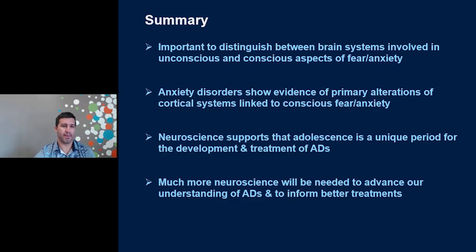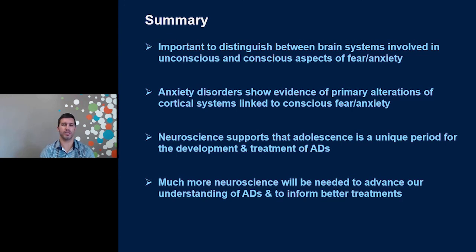All right, so just to wrap up, here's 4 summary points, and I think it's pretty clear now that what I've tried to suggest is that it's important that we distinguish between brain systems that are involved in these fast, unconscious processes of threat versus the more conscious cognitive aspects of fear and anxiety. I would argue that anxiety disorders actually show probably the strongest evidence for alterations of these cortical systems that we think are linked to the subjective components of fear and anxiety.